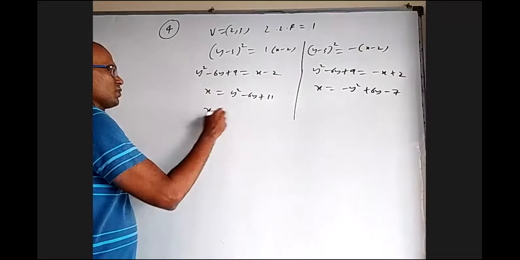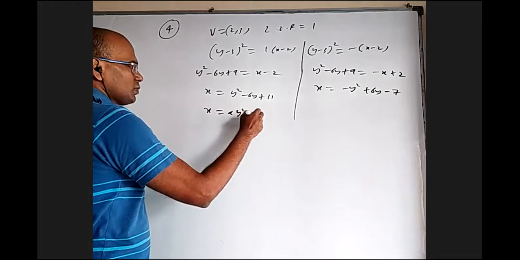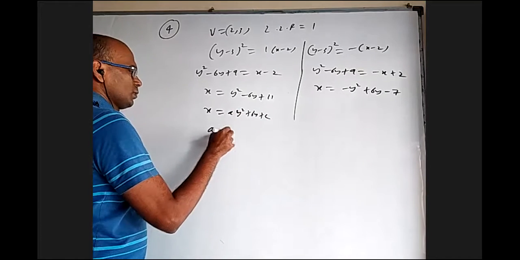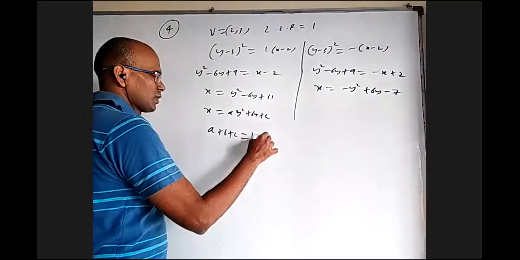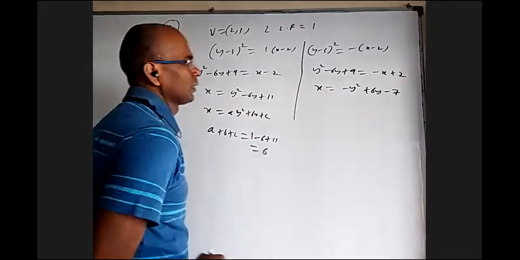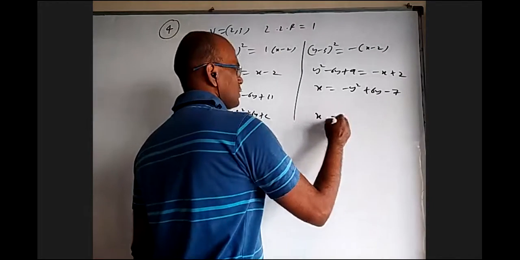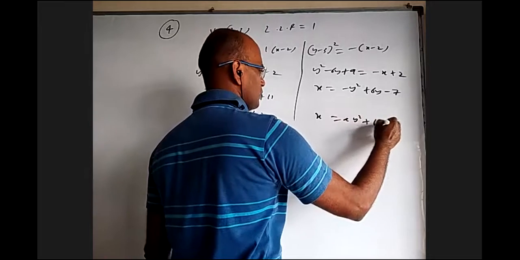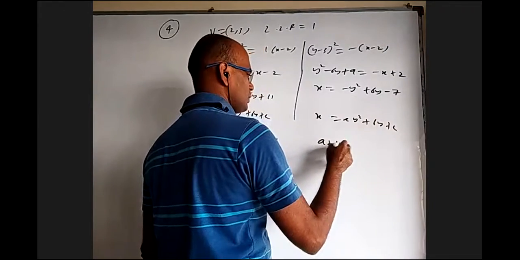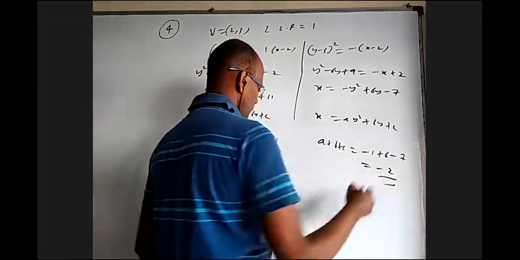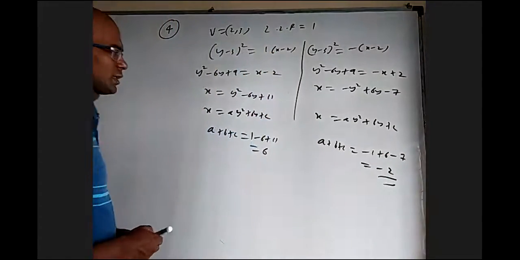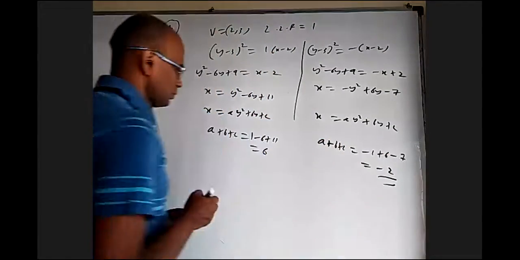If you compare this with x equal to ay square plus by plus c, a plus b plus c is nothing but putting y equal to 1 here: 1 minus 6 plus 11, which is 6. Here, if I put x equal to ay square plus by plus c and try to find a plus b plus c, it is minus 1 plus 6 minus 7, which is minus 2. So a plus b plus c can be 6 or minus 2.